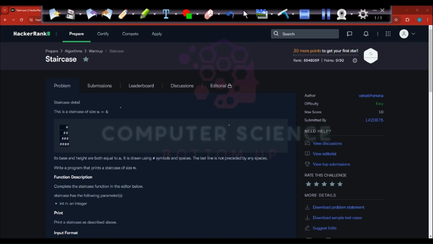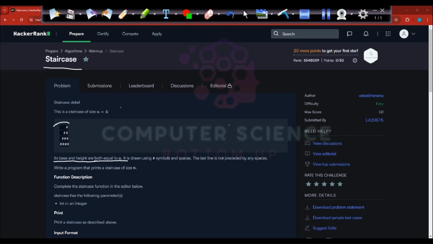Look at this coding problem, the staircase. Basically you have to create a pattern. This is a pattern printing problem actually. Its base and height are both equal to n.